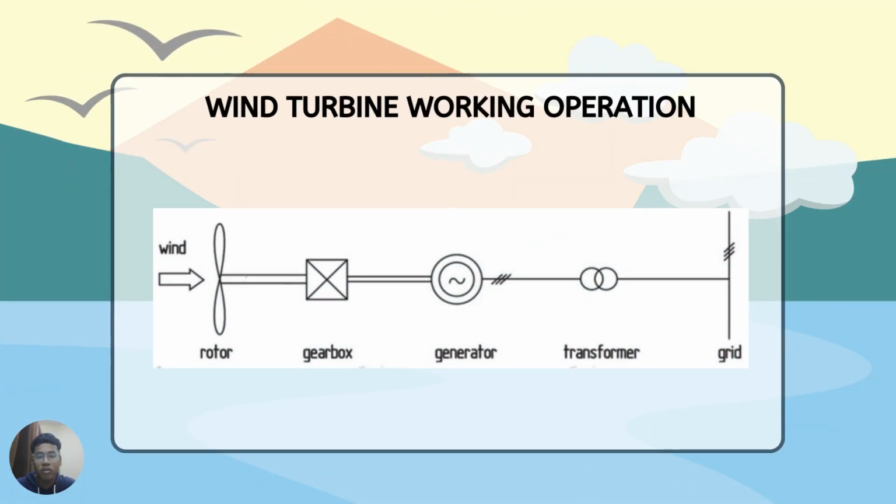The wind turbine's inside working operation can be simplified like this. First, the wind will blow and will turn the rotor, and then the kinetic energy that has been turned into electrical energy will go to the gearbox. Then it will go to the generator, then the transformer, and then the grid, and then it will go to the substations.